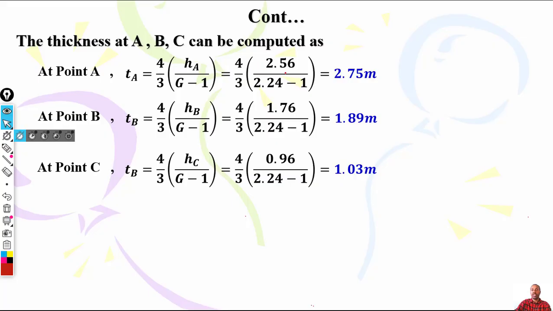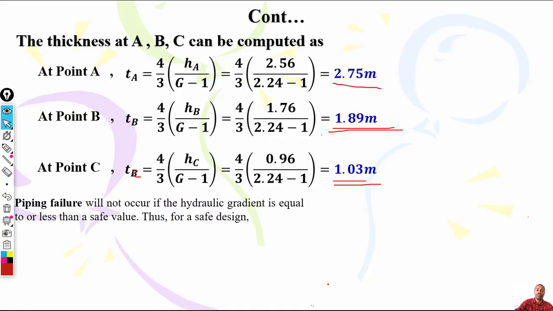You simply substitute HA, the ordinate of hydraulic head at point A, then G minus 1, so you get this thickness. At point B, you get this value, 1.89, and at point C, you substitute HC, then you get this result. So I think this is important.